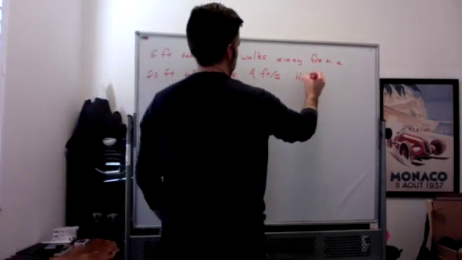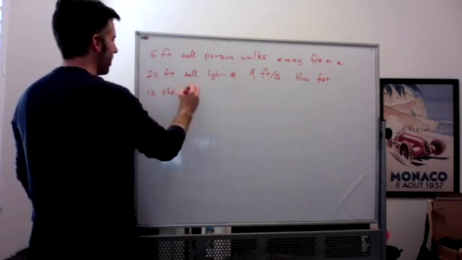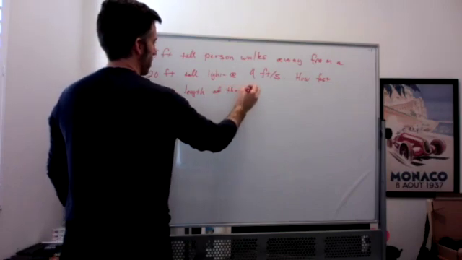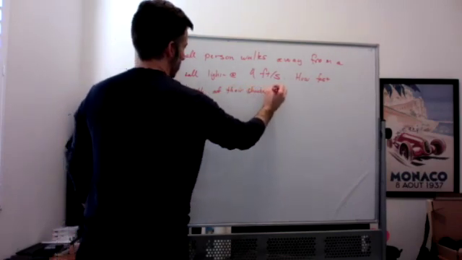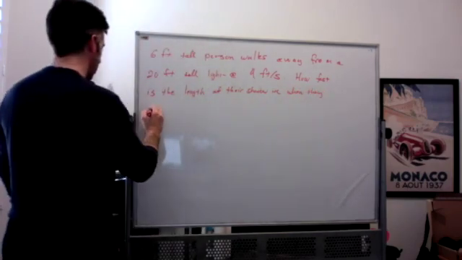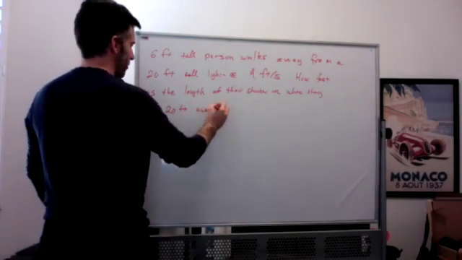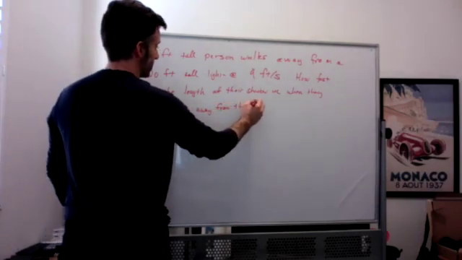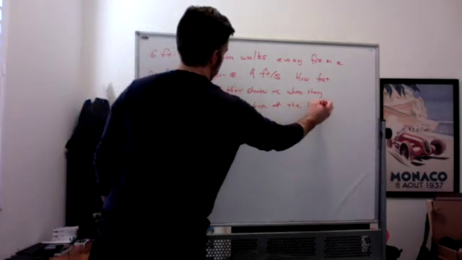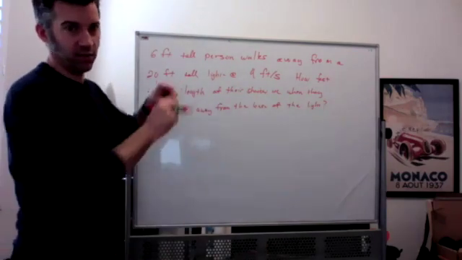How fast is the length of their shadow increasing when they are 20 feet away from the base of the light? Meaning their horizontal distance is 20 feet, not their diagonal distance.